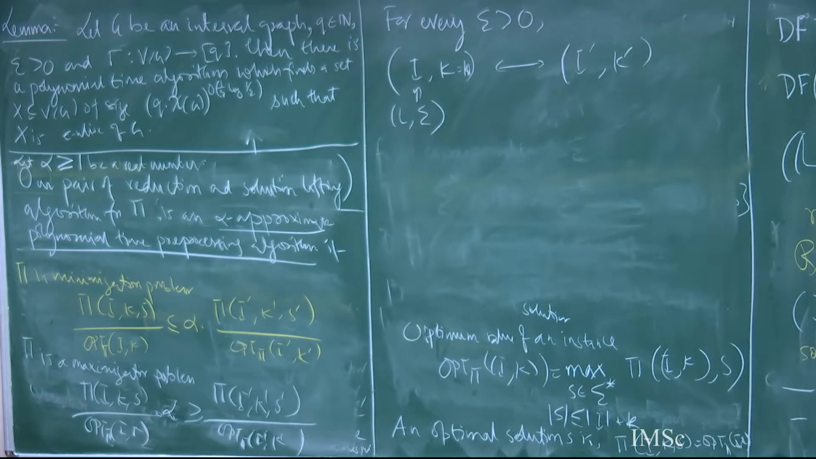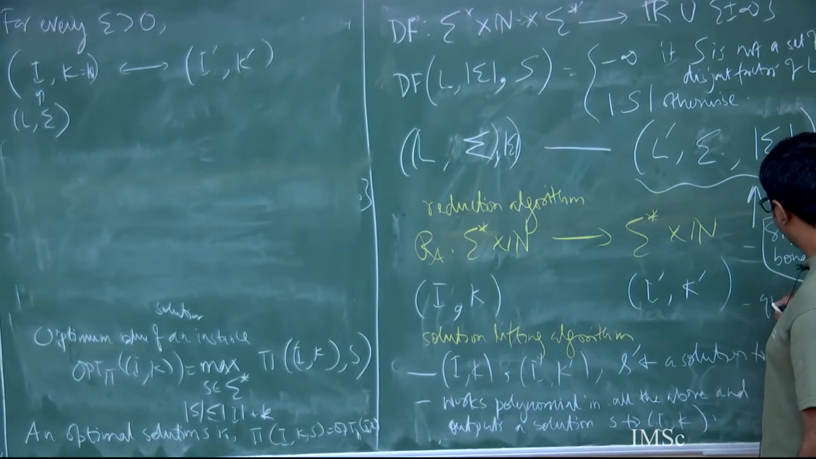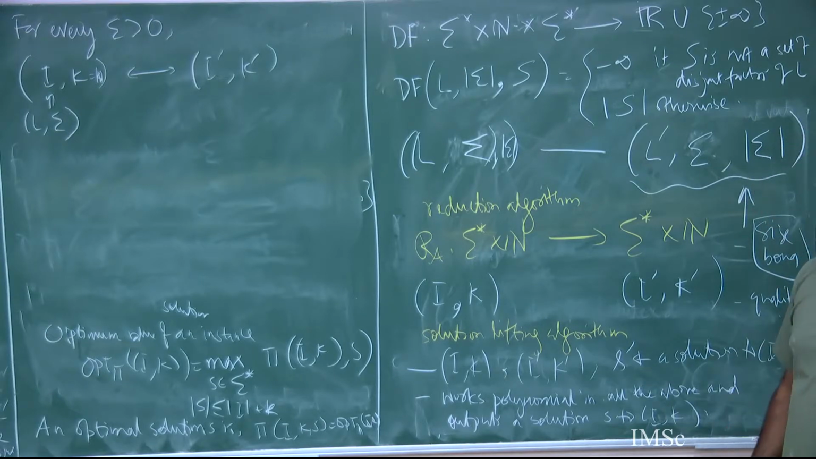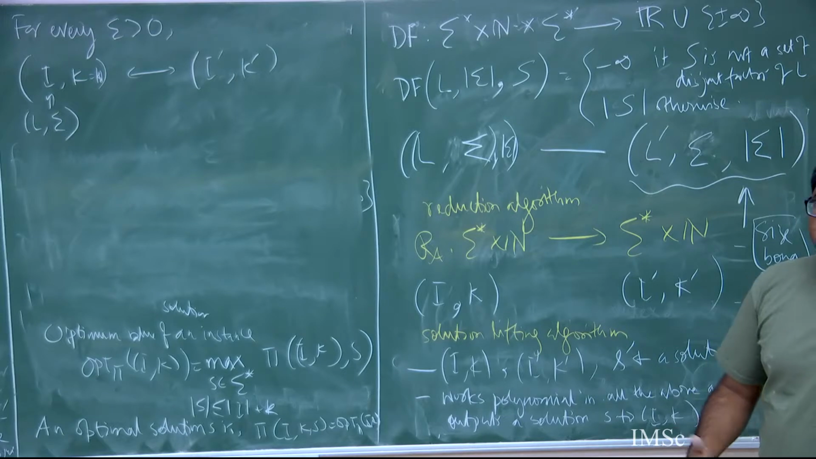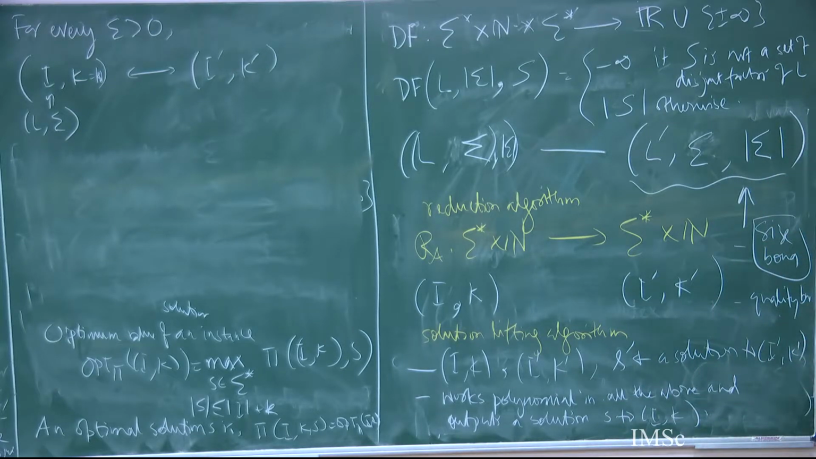It will have some size bound. First of all, it will have some size bound. And secondly, it will have a quality bound. What is the quality bound? How much am I going to lose? The loss will be controlled by epsilon.